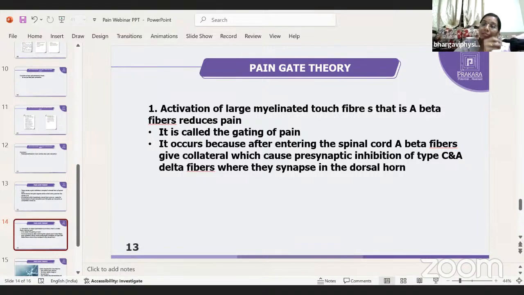Because of that, the transmission of the pain signals from the spinal cord to the cerebral cortex is going to be suppressed. So when we are rubbing, we feel that the pain is decreased for a few seconds. All together, we are saying this as the pain gate theory. The physiology behind this is presynaptic inhibition. How is the presynaptic inhibition going to occur? Because of the collaterals from the A beta fibers to A delta and C fibers.